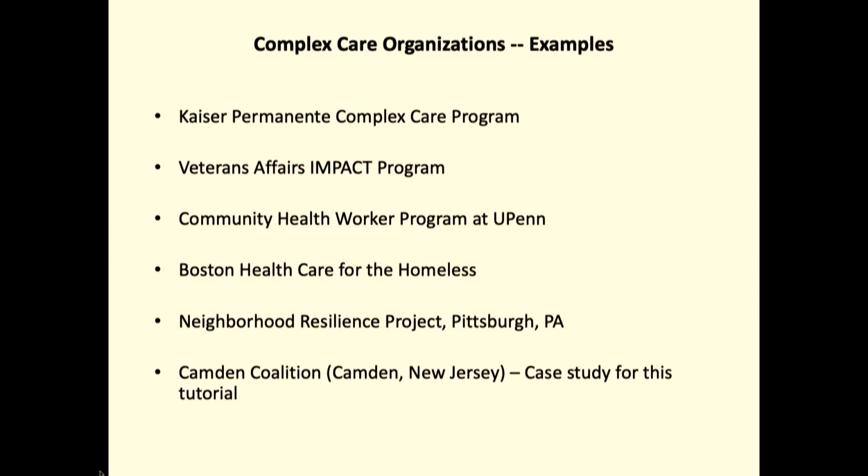There are actually dozens and dozens of such groups. In fact, if you go to any place, you'll always find a group that's doing something along the lines of helping people with either medical needs or social needs. I've just given some examples here. Kaiser Permanente is a provider in California. They have complex care programs.